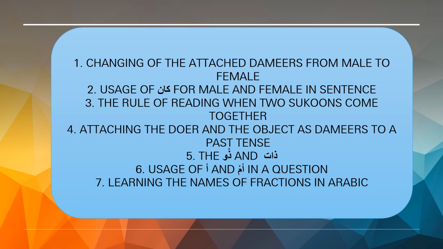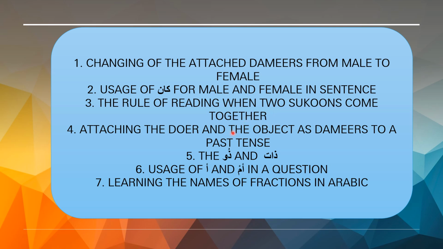In this lesson, you're going to learn how in a sentence the attached dhamir to a past tense is changed from male to female. Then how to use the fail kana, the fail nakis, how it is going to change when it is used for male and female in a sentence. Then the rule of reading in a sentence when two sukoons come. Basically it is a tajweed rule. So when two sukoons come together, how you are going to read it.